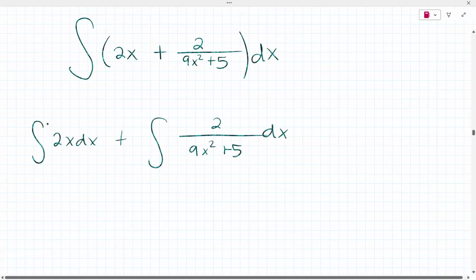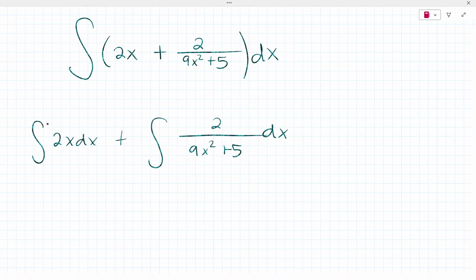This one's easy. The integral of 2x dx, that's nothing new. There's nothing fancy about it. This has a power of 1, so 1 plus 1 is 2, over 2, which is just x squared.